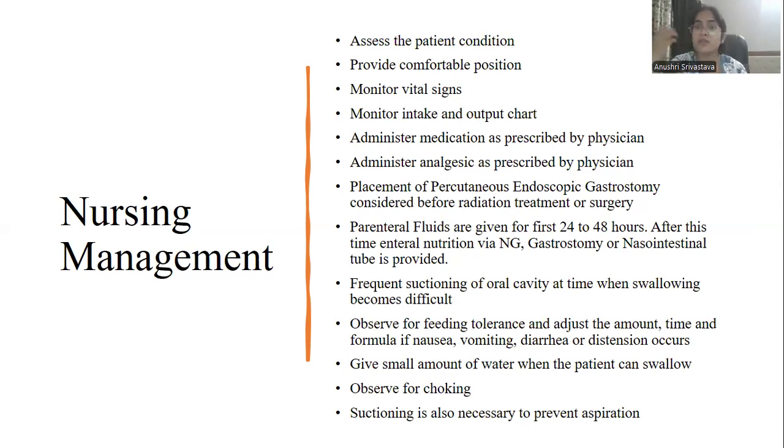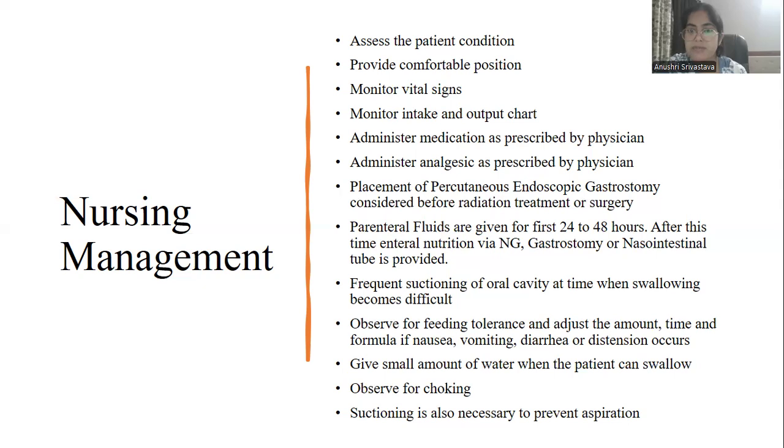We have to monitor the intake and output chart, because whatever the patient is taking in should come out. We monitor the intake and output chart to balance the weight, because the patient is getting weight loss because of dysphagia and of cancer also. Then we have to administer medication as prescribed by the physician. We have to follow all the rights of medication. There are 16 rights of medication we have to follow, and we also have to do the 3 checks of the medication, right? Then we will administer analgesic as prescribed by the physician.